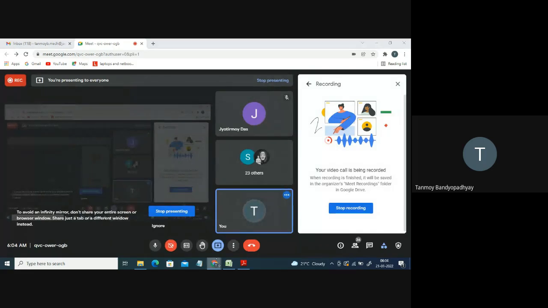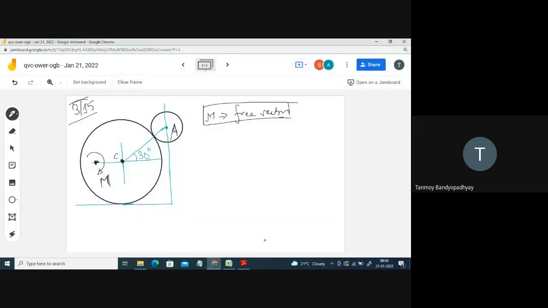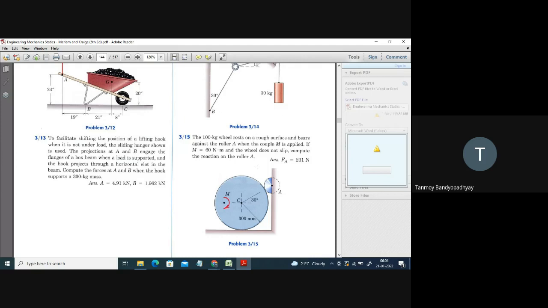So how do we do this? Any idea? So in this case you can see that this is the figure, and what are we supposed to find out? Let's see what it asks. Rest against a roller when a couple is applied, the value of the couple is given and the wheel does not slip. So this wheel is not at all slipping actually. So compute the reaction on the roller at A. So we have to compute the reaction on the roller at A.